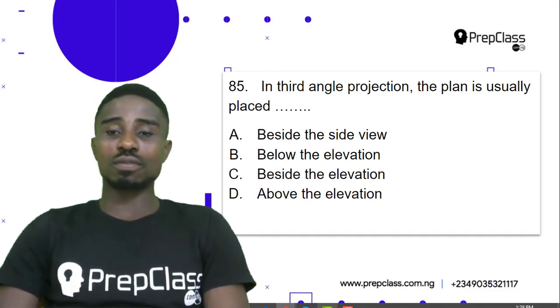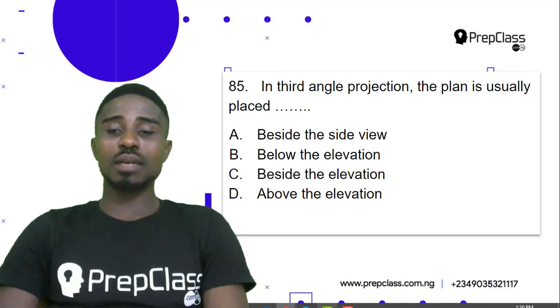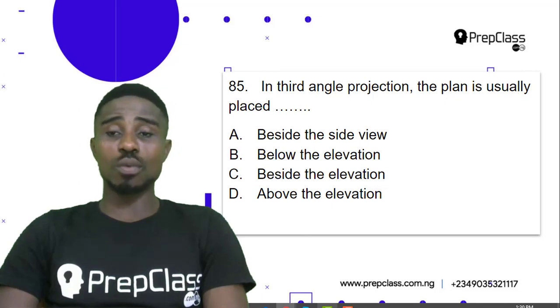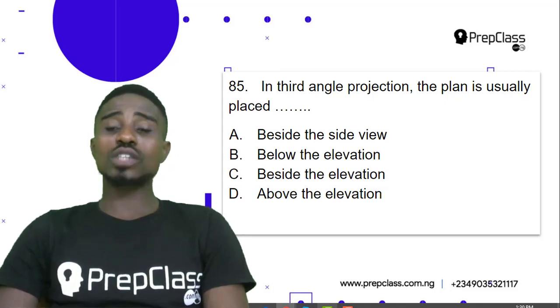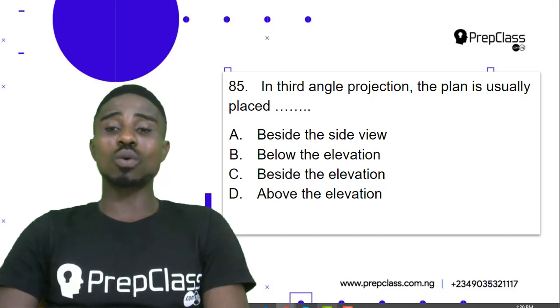Question 85. In third angle projection, the plan is usually placed: A. Beside the side view, B. Below the elevation, C. Beside the elevation, D. Above the elevation. For us to carefully select the correct answer, we need to have an understanding of the question, then we analyze all of the options and see which one best answers our question. So our question is asking, in the third angle projection, the plan is usually placed where?